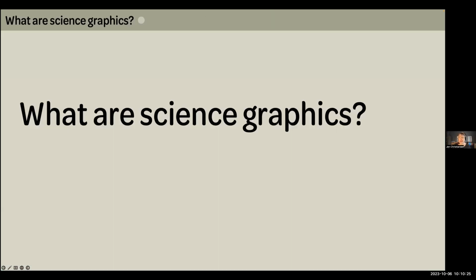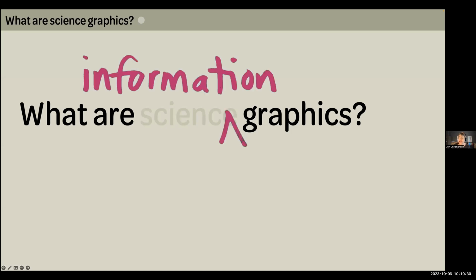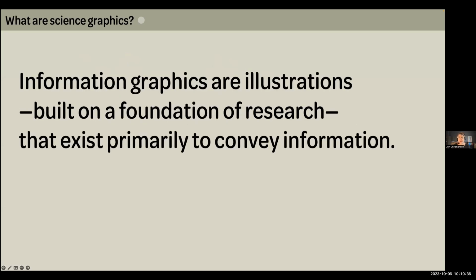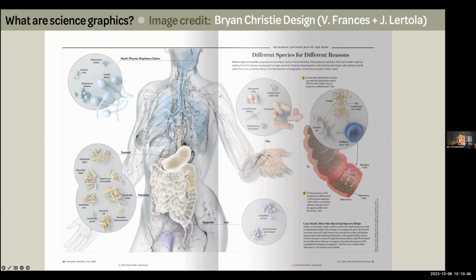Okay, so what are science graphics? Let's start with graphics, which I generally use as shorthand for information graphics. By my definition, information graphics are illustrations built on a foundation of research that exist primarily to convey information. For example, here's an information graphic from the pages of Scientific American. The team at Brian Christie Design, which is an art studio, use visual symbols to convey very specific information that is rooted in research. In this case, the goal is twofold.